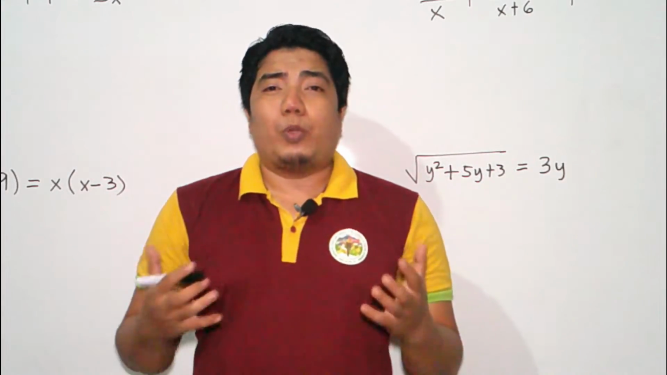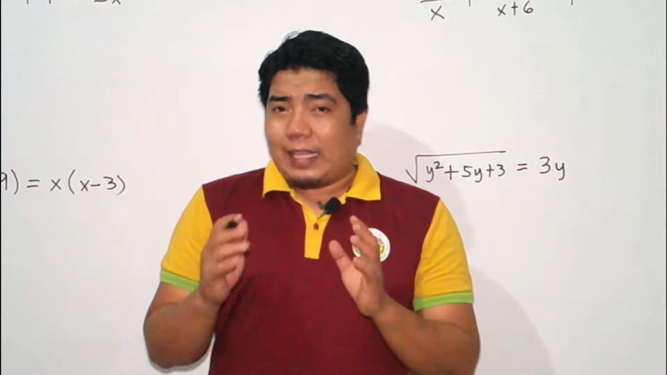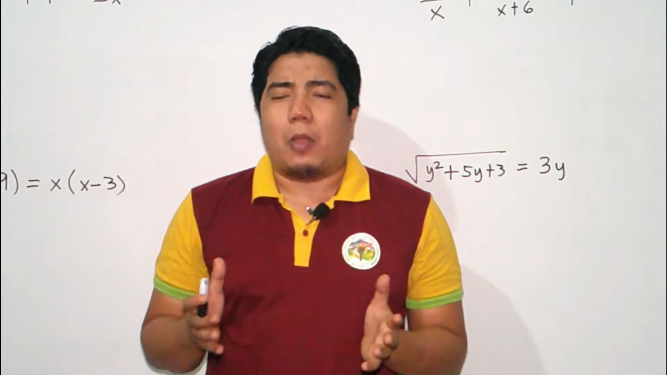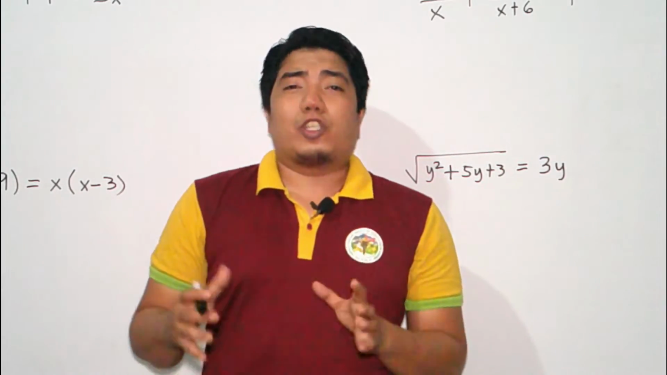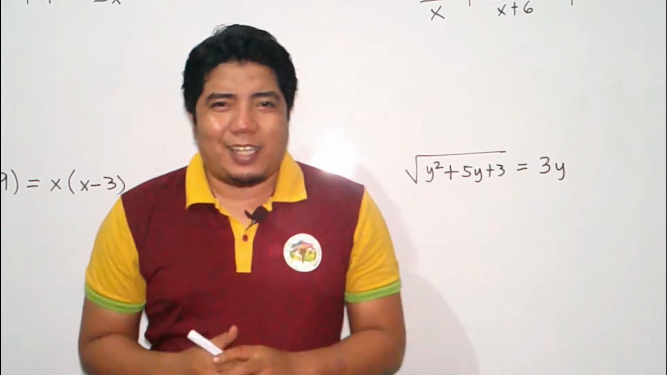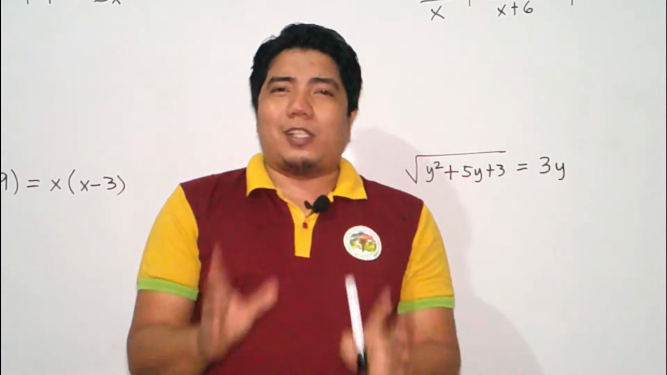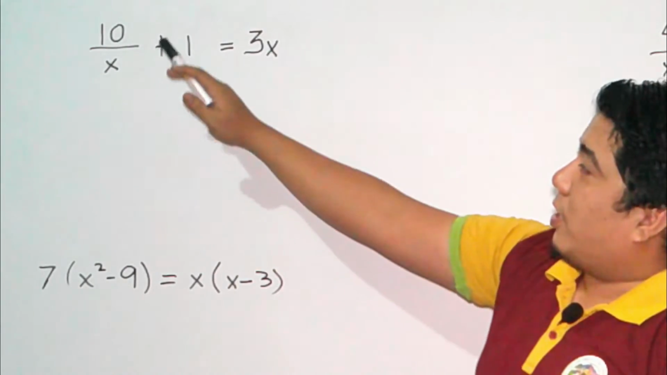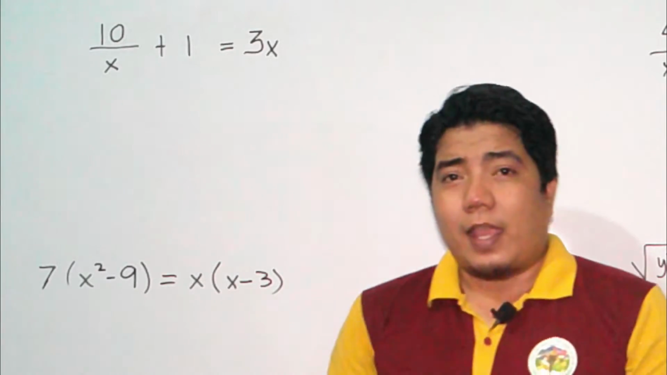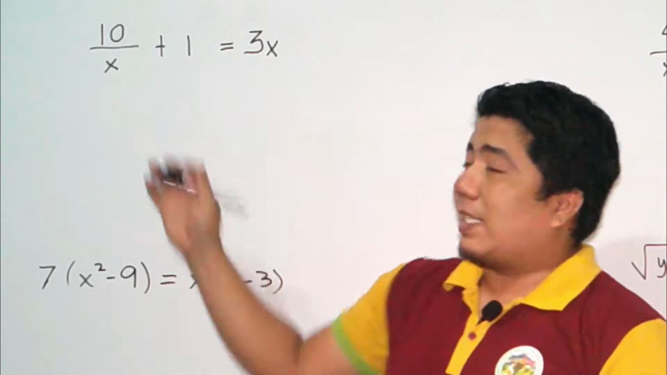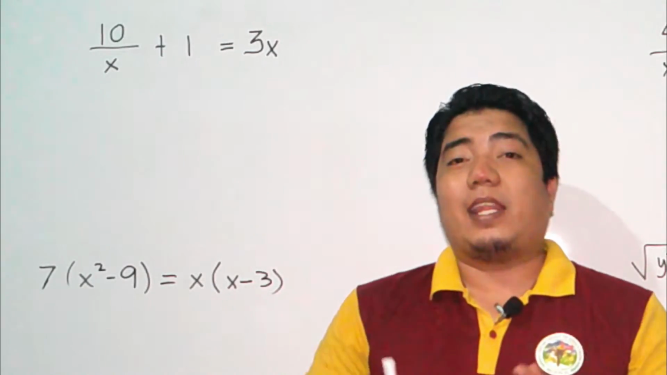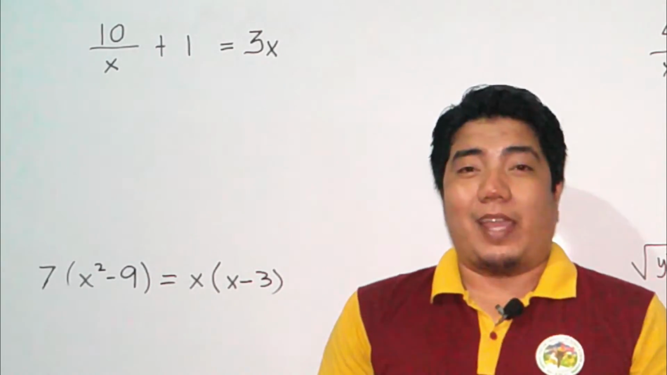So, how do we solve equations that in the first look, you cannot say that it is a quadratic equation, but in the long run, when you solve it, it will become a quadratic equation. So, these are the things you should need to consider. Let's consider 10 over x plus 1 is equal to 3x. As you can see here in this example, it is not clear where the power of 2 or the degree of 2 is located, right?